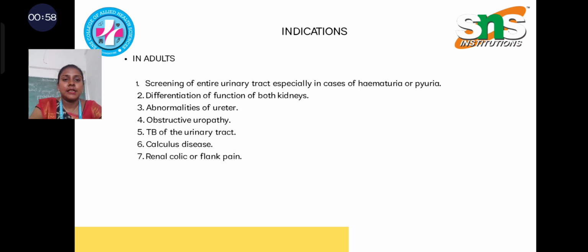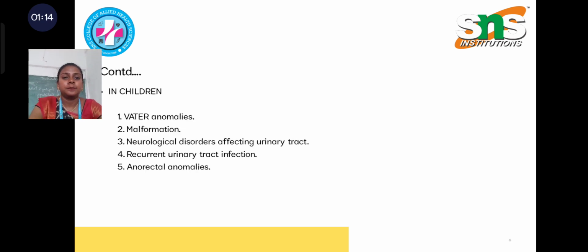Indications in adults: screening of the entire urinary tract, especially in cases of hematuria or pyuria, differentiation of function of both kidneys, abnormalities of the ureter, obstructive uropathy, TB of the urinary tract, calculus disease, renal colic or flank pain. In children: water anomalies, malformation, neurological disorders affecting the urinary tract, recurrent urinary tract infection, anorectal anomalies.